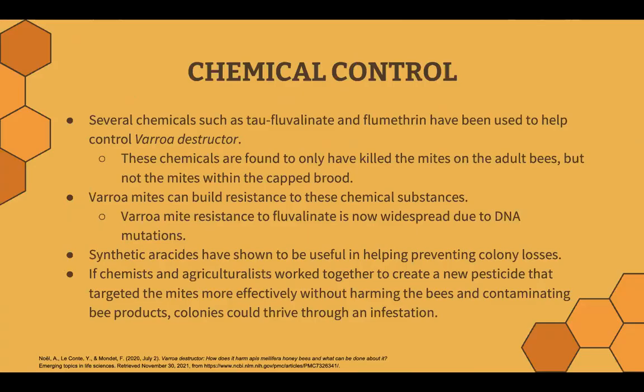How to help the bees. One method of controlling is chemical control. Several chemicals such as fluvalinate and flumethrin have been used to help control the Varroa destructor. These chemicals were found to only kill the mites on the adult bees, but not the mites within the capped brood. Varroa mites can build resistance to these chemical substances though. For example, the Varroa mite resistance to fluvalinate is now widespread due to DNA mutations.